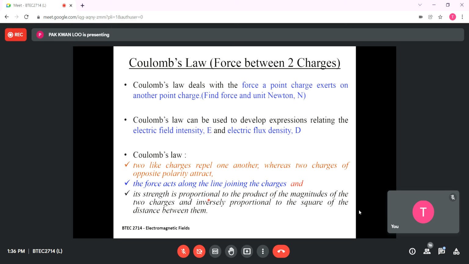So with Coulomb's law, if we deal with charges, like charges repel and unlike charges attract. Basically we use Coulomb's law to calculate the force between two charges at a distance. The force is proportional to the product of the charges and inversely proportional to the square of the distance between them.